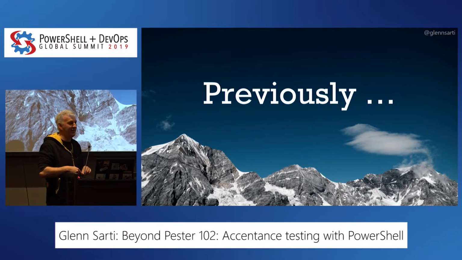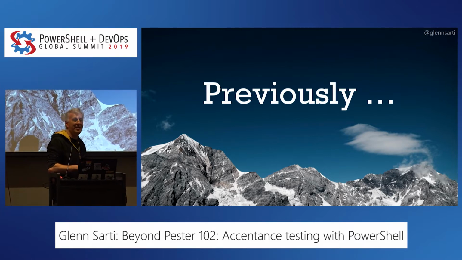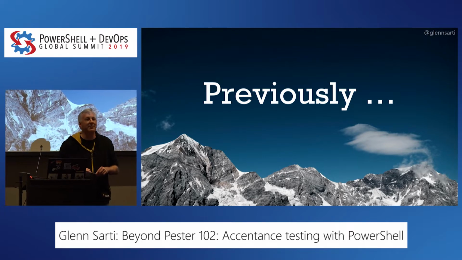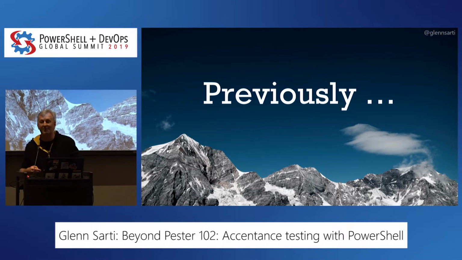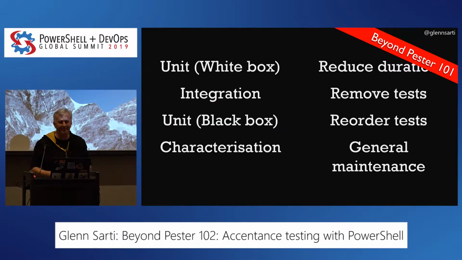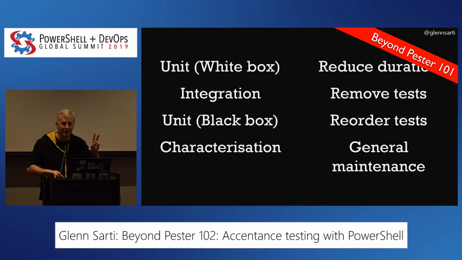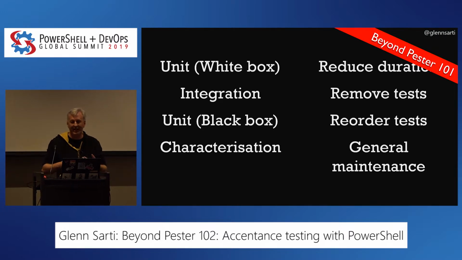So cast your mind back to last year. I was kind of up here. I think I was actually next door. And I was giving my talk Beyond Pester 101, and I talked about the valley of despair and the slope of enlightenment, and how software testing is a skill, much like mountain climbing, that can be learned and gets better with practice. So we looked at 4 types of tests. We had white box, integration, black box, and characterization tests. And we also looked at how to make your unit test suite as good as it can be.